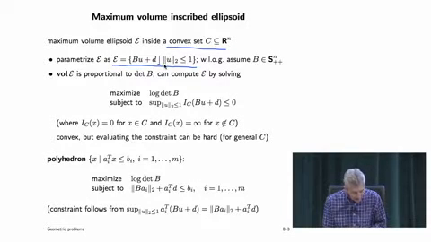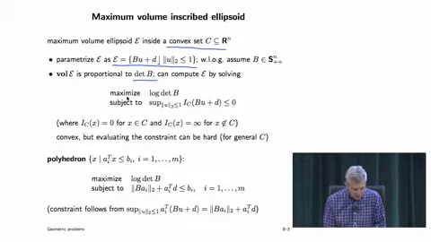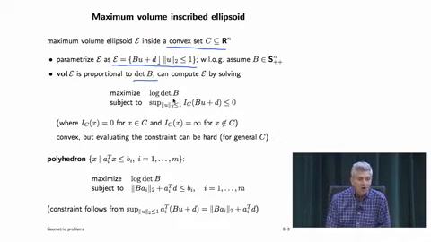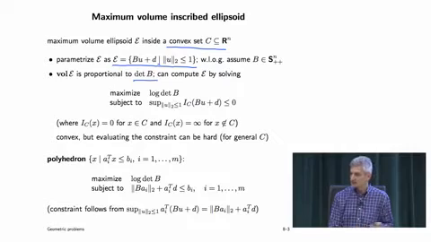So, okay, here's the forward image, and in this case, the volume is proportional to the determinant. We want to maximize it, so we maximize log determinant, right, which you recognize as tractable because log determinant is concave.